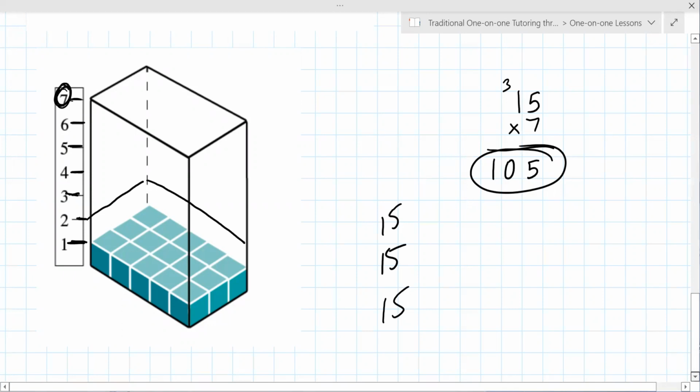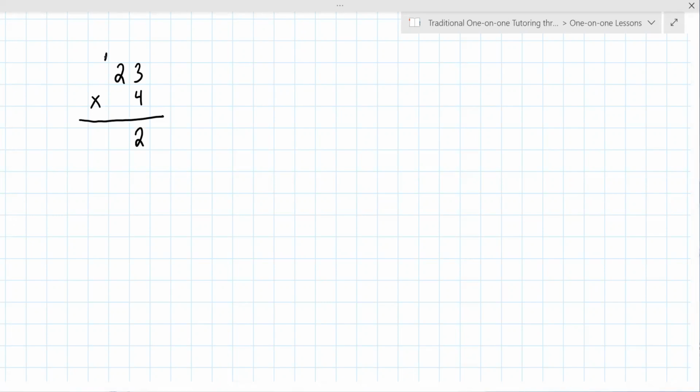Okay, let's do some multiplying here. We haven't done any in a while. Let's do 23 times 4. You start by taking the 4 and multiplying it by the 3. What is 4 times 3? 4 times 3 is 12. It's 2 with a carry of 1. And what's 4 times 2? 4 times 2 is 8, plus the 1, 9. So that's 92.